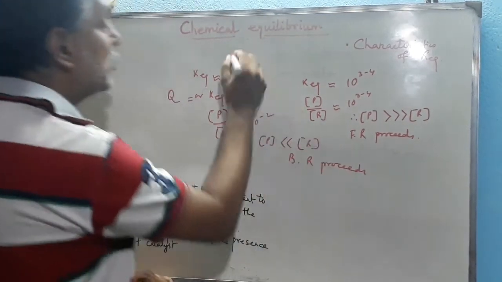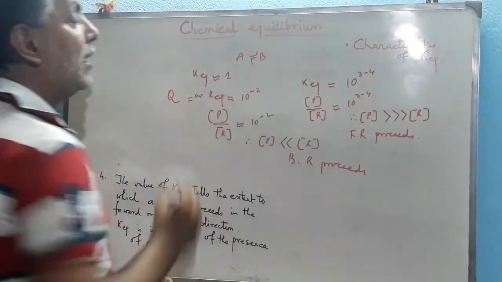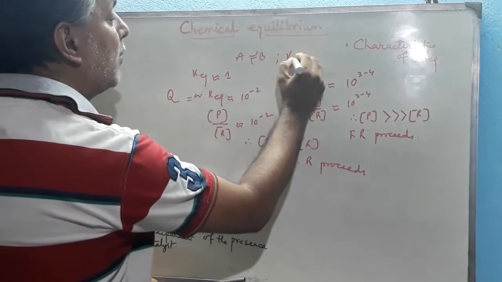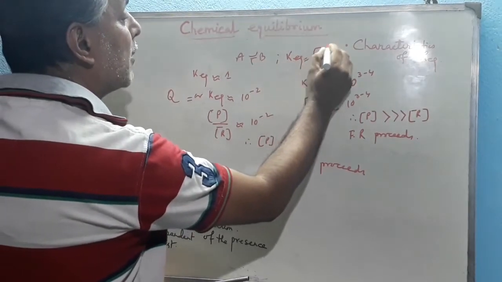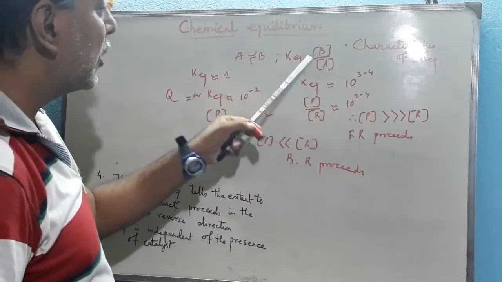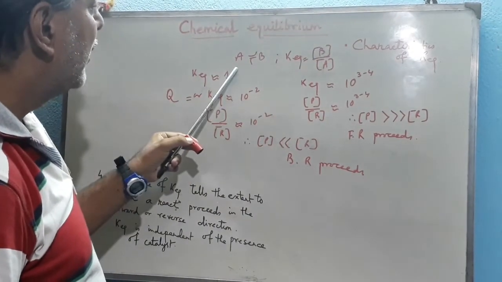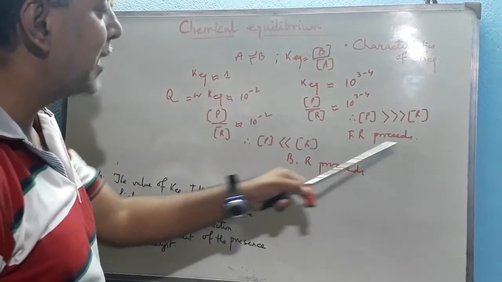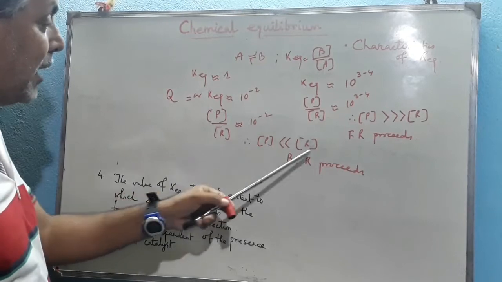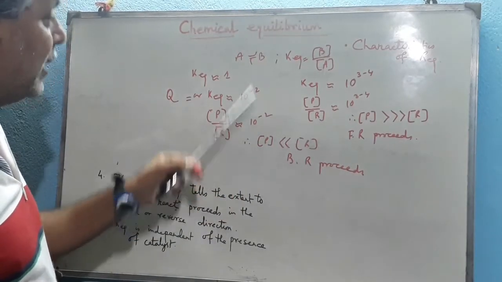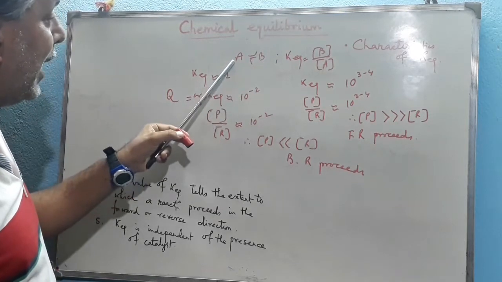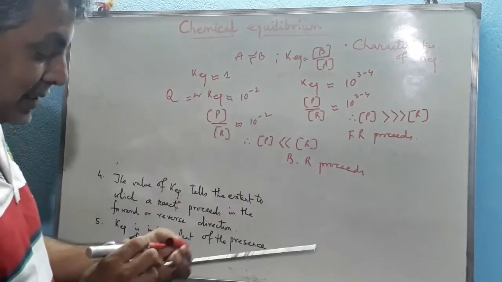because in this case, suppose A reversible B is the equilibrium. If the forward reaction proceeds, then K equilibrium is the product B divided by reactant A. If the concentration of B is very high, then A proceeds towards B, that means the forward reaction proceeds. If the concentration of A becomes very high, the reactant has a higher concentration with respect to the product, then B converts to A at a higher rate. That's why the backward reaction proceeds at a higher rate.